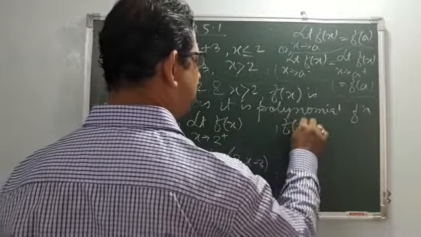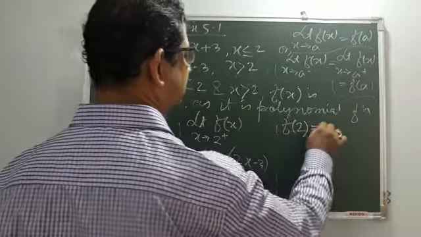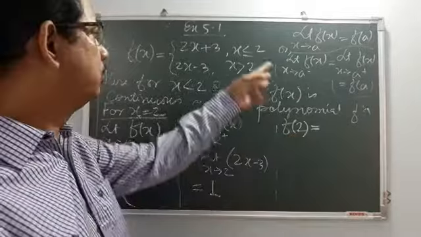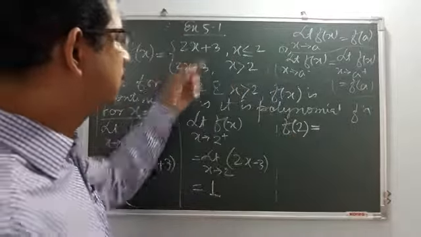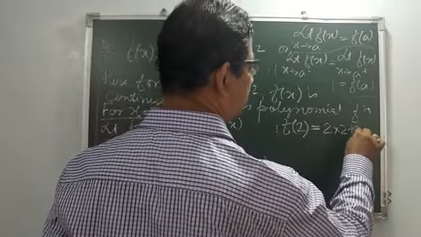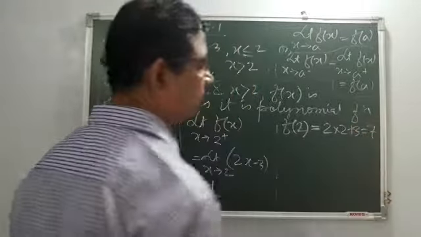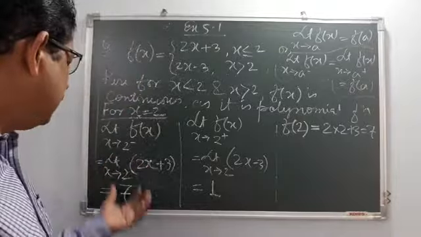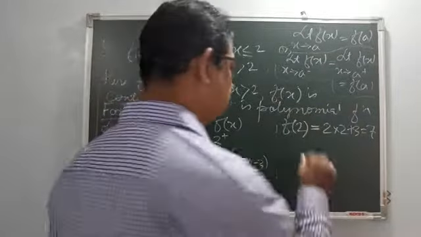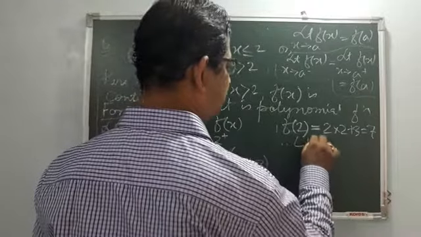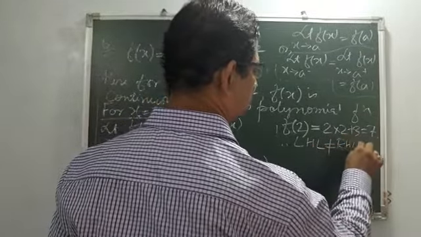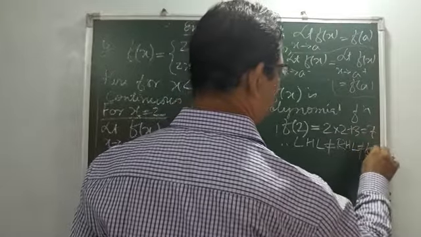And what about f(2)? f(2), x equal to 2. So of course we will consider this one: 2 into 2 plus 3, that is 7. So we get LHL as 7, RHL as 1, f(2) as 7. Therefore LHL is not equal to RHL, not equal to f(2).